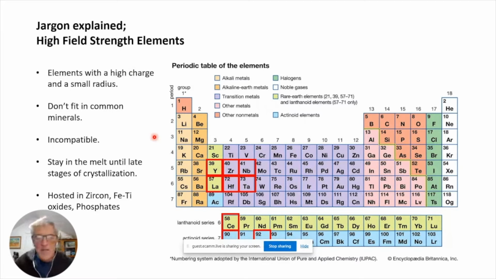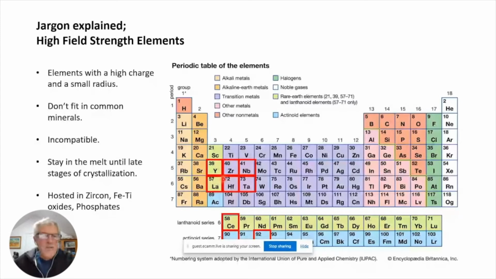As a magma is cooling down and crystallizing, we'll be crystallizing out plagioclase and pyroxenes and amphiboles, and very little of these elements will fit into those common silicate minerals. So as the fractionation proceeds, the concentration of these elements in the remaining melt gets higher and higher. That's what we mean by incompatible. In the late stages of cooling, we'll start to see minerals like zircons, iron titanium oxides and phosphates, and they're the main minerals that will take up these elements.